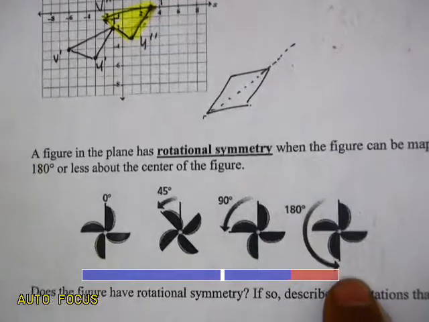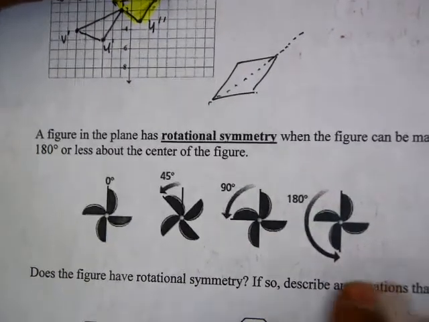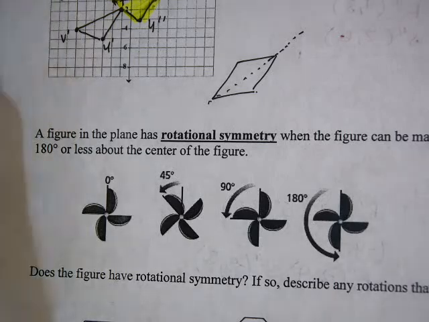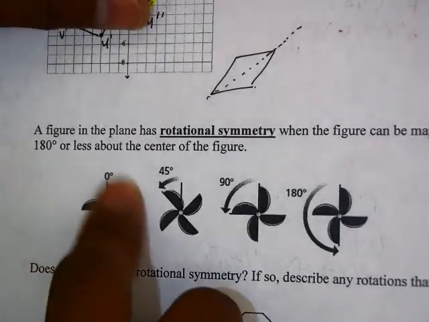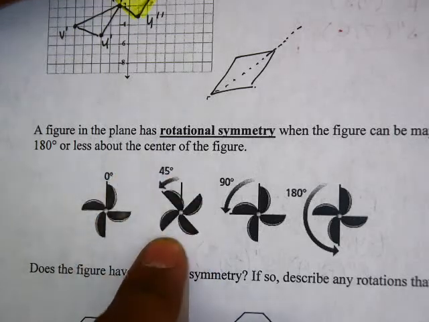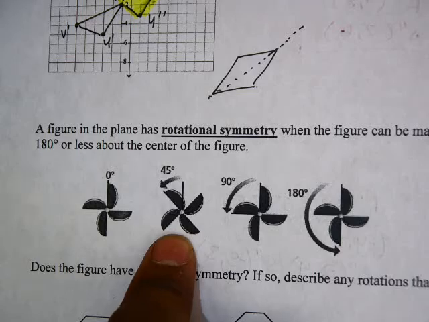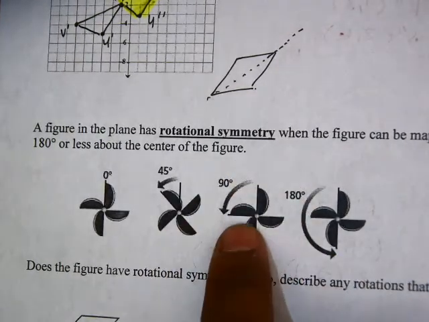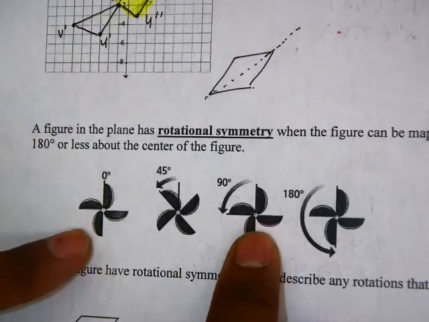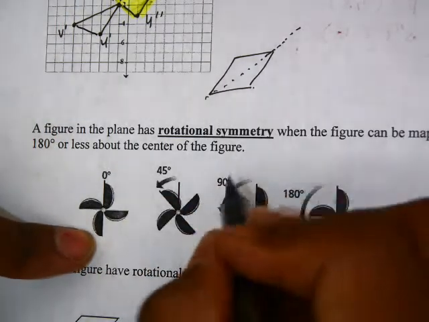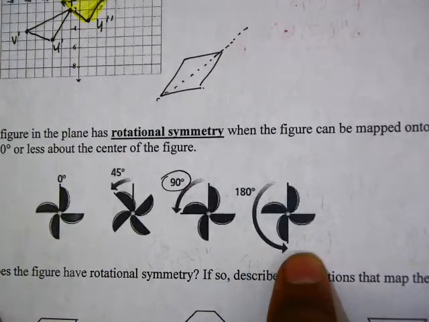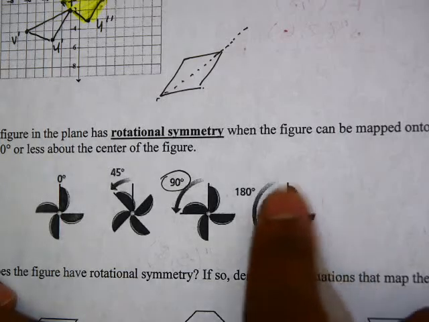So a figure has rotational symmetry if you are able to turn it at 180 degrees or less, and it will have kind of the same shape you started off with. So if you look at this pinwheel, here's it at the original, here's it after a 45-degree turn. It doesn't look like the way it started, so it doesn't have rotational symmetry for 45 degrees. But if I rotate it 90 degrees, it looks the exact same as if I started. So it has rotational symmetry of 90 degrees. And again, if I rotate it all the way to 180, it has rotational symmetry for 180 degrees.